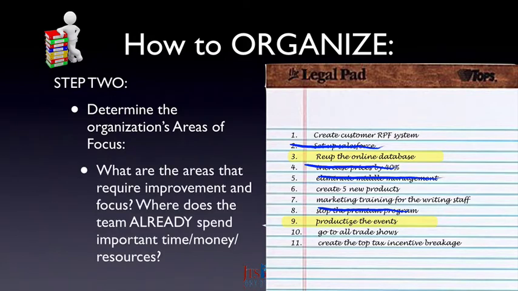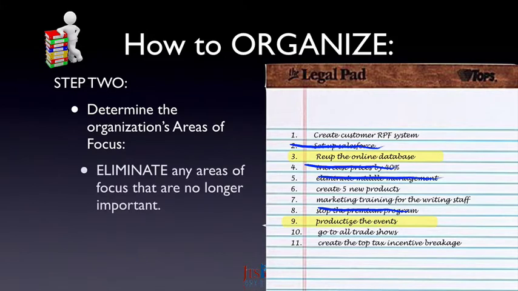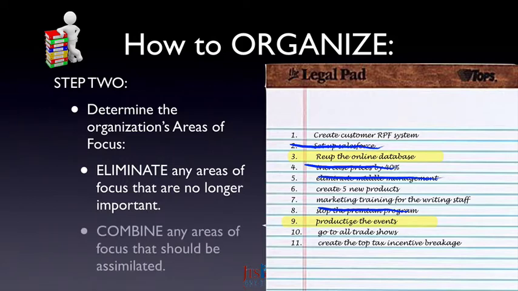So ask these questions. You want to answer them by listing areas of focus. What are the areas that require improvement and focus? Where does the team already spend important time, money, and resources? You want to just list those areas. Those are areas of focus. And then you're going to want to eliminate any areas that are no longer important. Anything where you're already spending time, but it's really just because you've done it for so long and it's not really that important anymore, you can go ahead and get rid of those from that area of focus list.